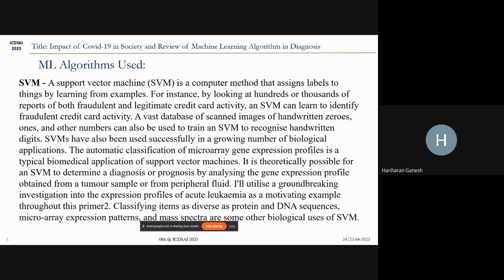A vast database of scanned images. Just like how we use scanned images for fraudulent credit card activity, we could use multiple patients' blood reports along with the parameters which are given in the data set. And according to that, we could classify the patient.